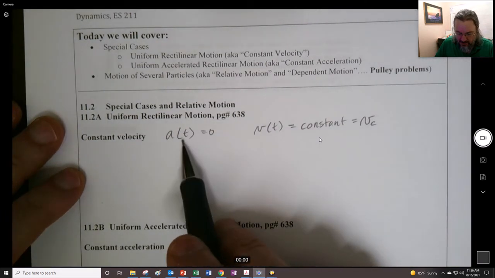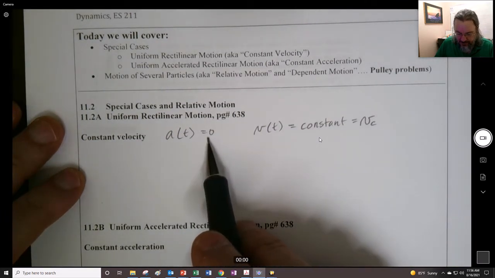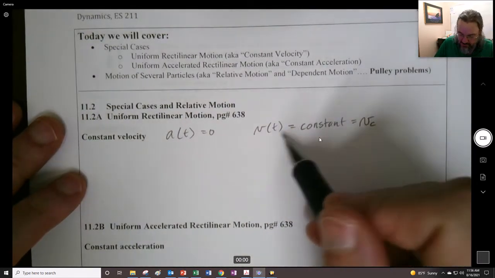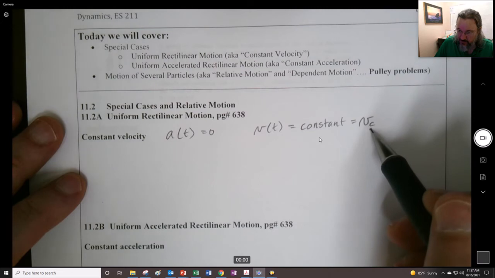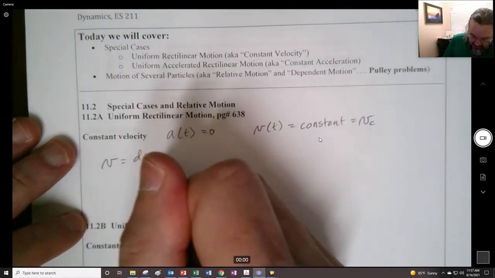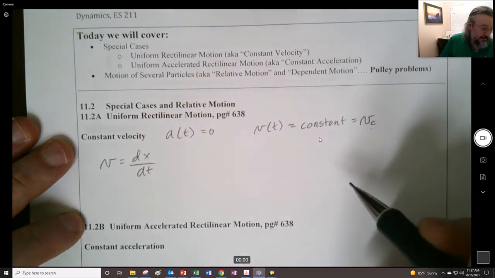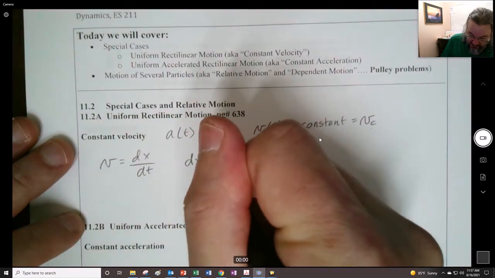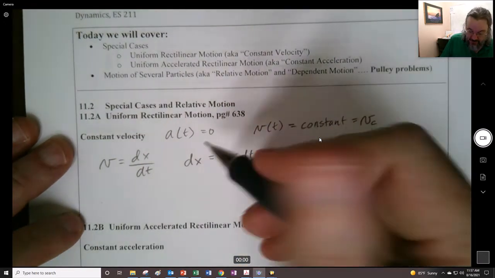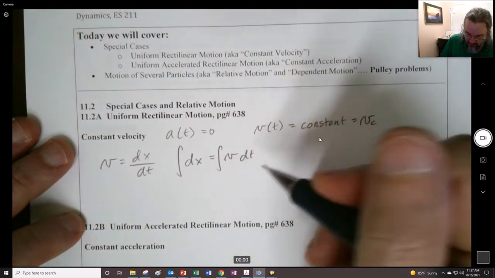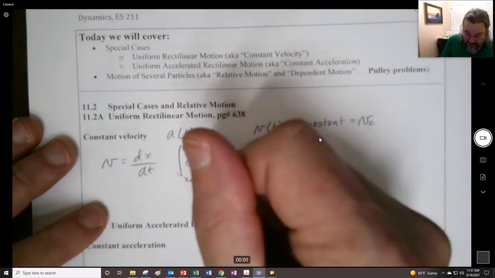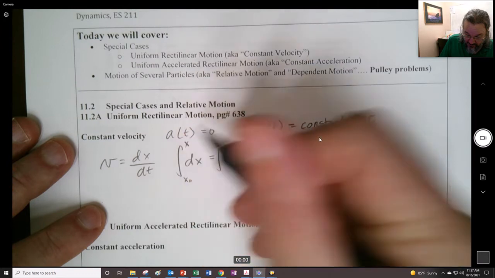So at constant velocity, the acceleration as a function of time is 0. So the velocity is constant, and we could write that as vc. So velocity is dx dt. So we rewrite this as dx is equal to v dt, right? And then we can take the integral of both of those things, and we'll call the starting position x0, or x naught sometimes.